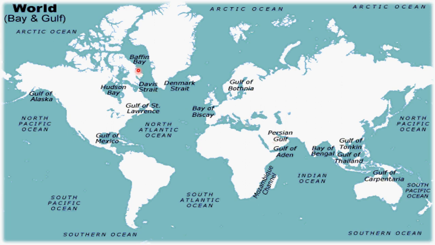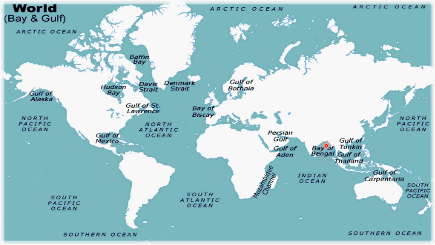Here you can see the Bay of Biscay is between France and Spain, and Baffin Bay is between Greenland and the Canadian islands, and the Gulf of Mexico. Here is the Gulf of Mexico. Another is the Gulf of Aden. Here is the Bay of Bengal on the India side. And these are some famous gulfs and bays.